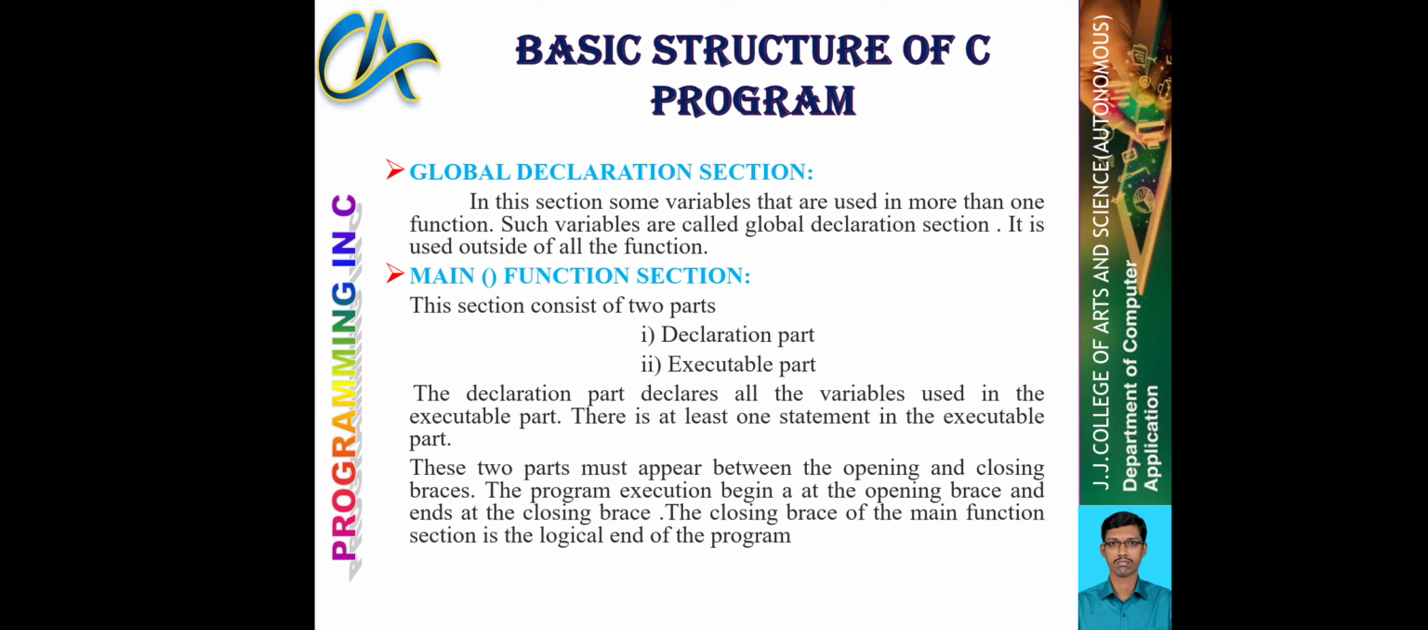Main function section. This section consists of two parts. First one, declaration part. Second one, executable part. The declaration part declares all the variables used in the executable part. There is at least one statement in the executable part. These two parts must appear between the opening and closing brace. The program execution begins at the opening brace and ends at the closing brace.